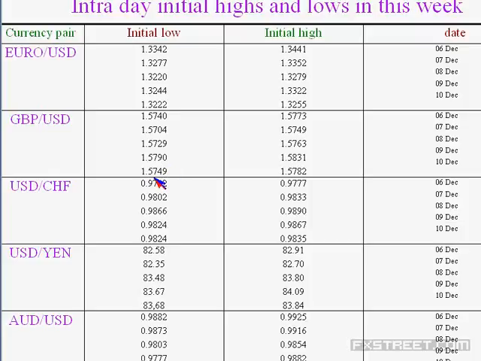Then in the case of GBP, 1.5749 and 1.5782 are the low and the high. Currently they are trading around 1.5778, 1.5782. So they are hovering around the initial high. They have not made a big drop.